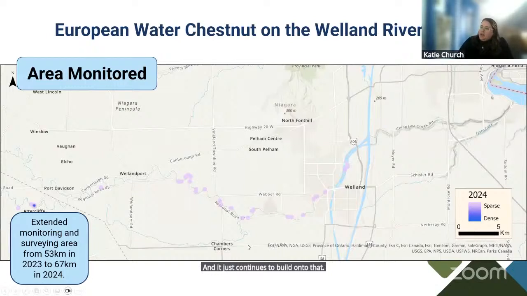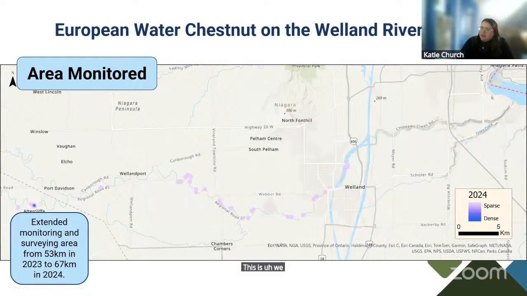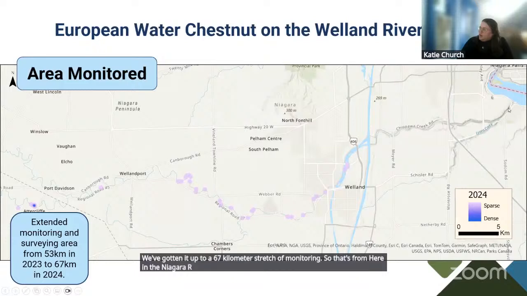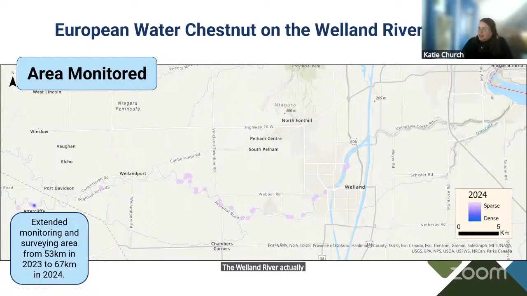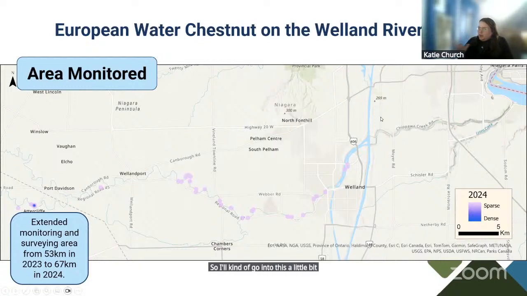So a little bit about the Welland River and the hydrology of it. We're looking at the Welland River right here. We've gotten it up to a 67-kilometer stretch of monitoring. That's from here in the Niagara River, where the mouth is, to this fork here. The Welland River actually runs west to east towards the Niagara River and under the Welland Canal. I'll go into this a little bit because it does look a little confusing.